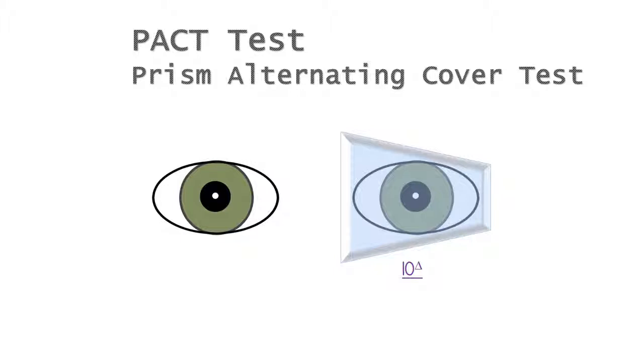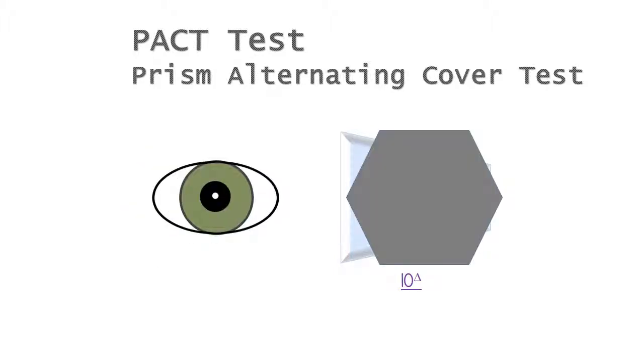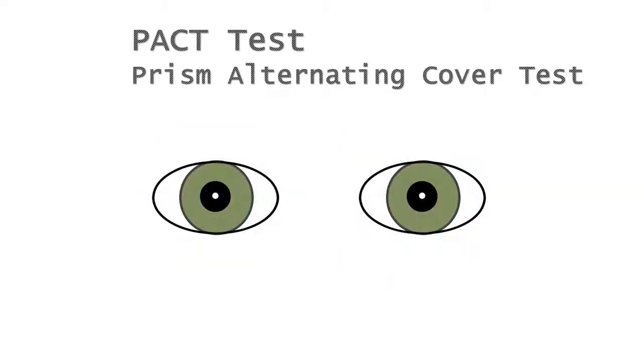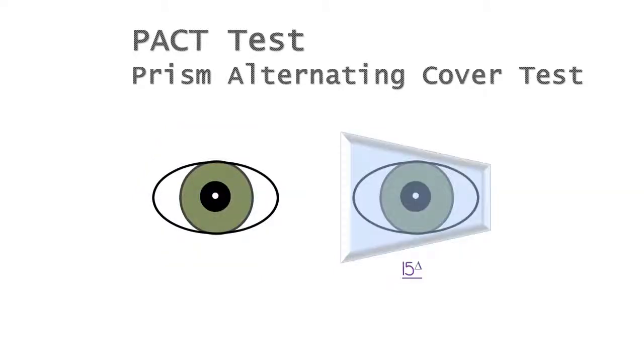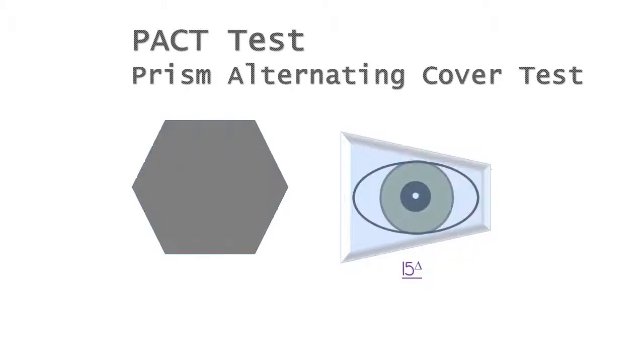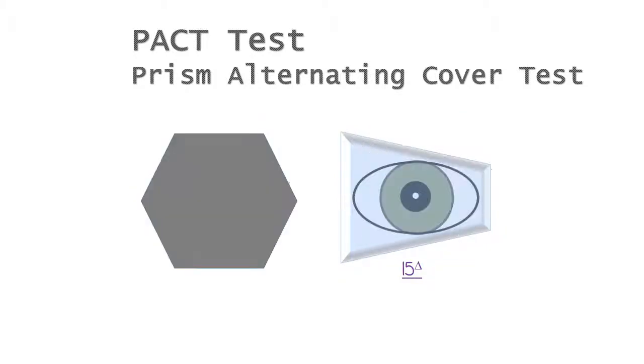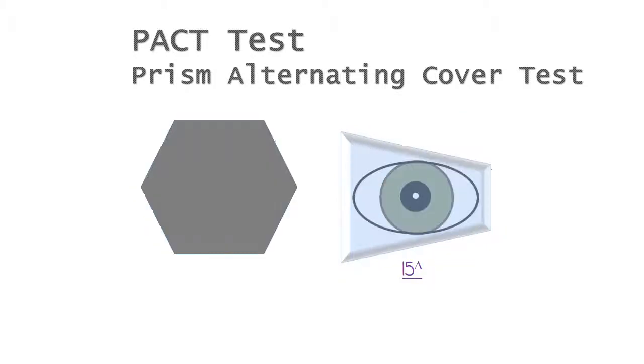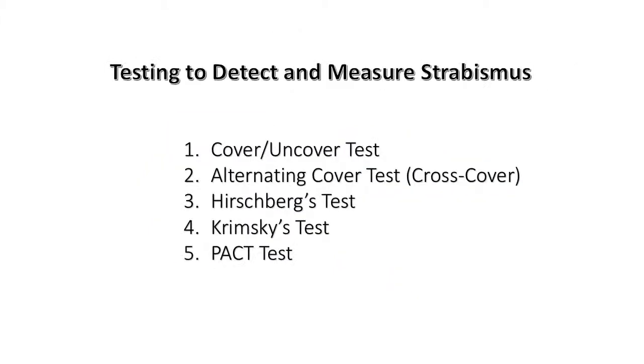We'll try the 10 diopter prism, and again, I'm seeing a little movement. Let's see what we get with the 15 diopter prism, and this looks like I'm not seeing any movement here. It looks like this patient has a 15 diopter deviation. And that's it. We've been through all 5 tests, and there they are.